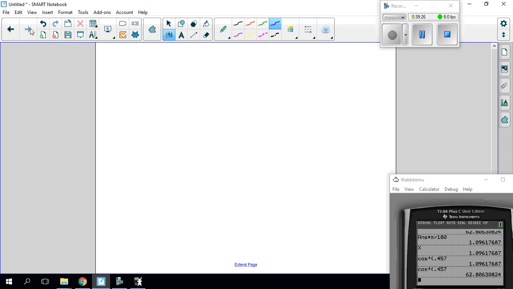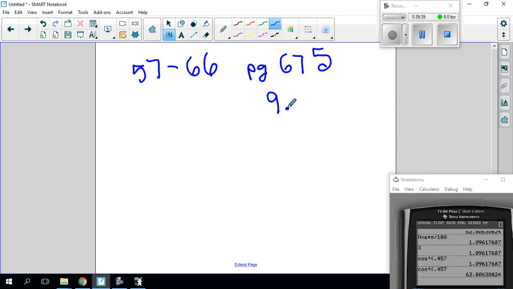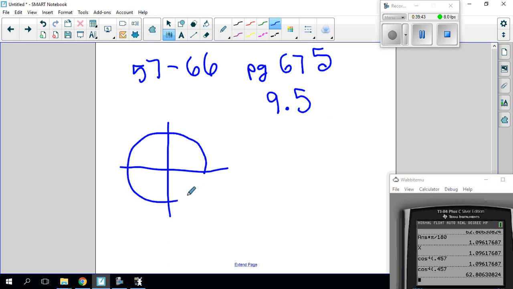There's this problem. So problems 57 through 66 on page 675, section 9.5. They got this unit circle type of analysis and this grid, and they're talking about the radians and all that. I'm not going to deal with it now. If it comes up in MML, I'll have a special little talk on it.